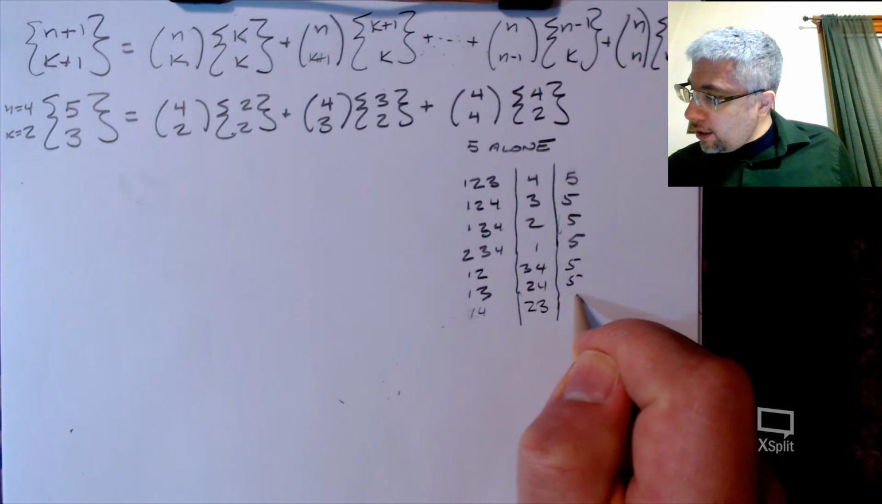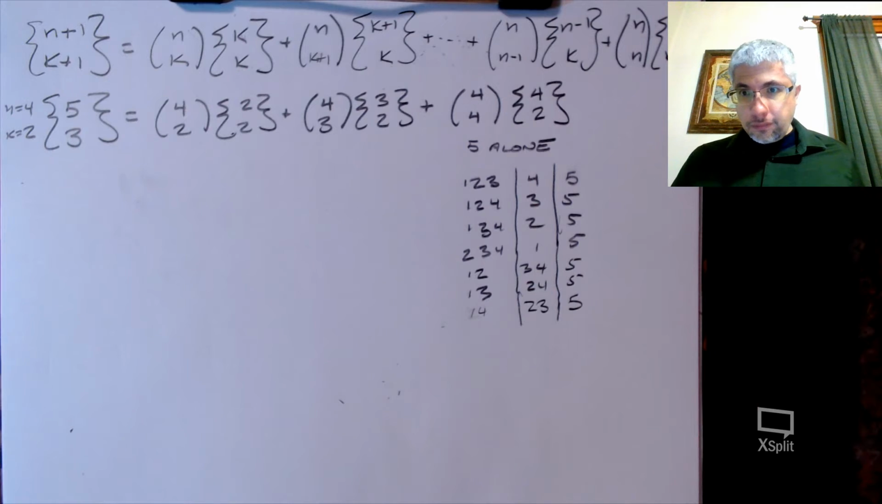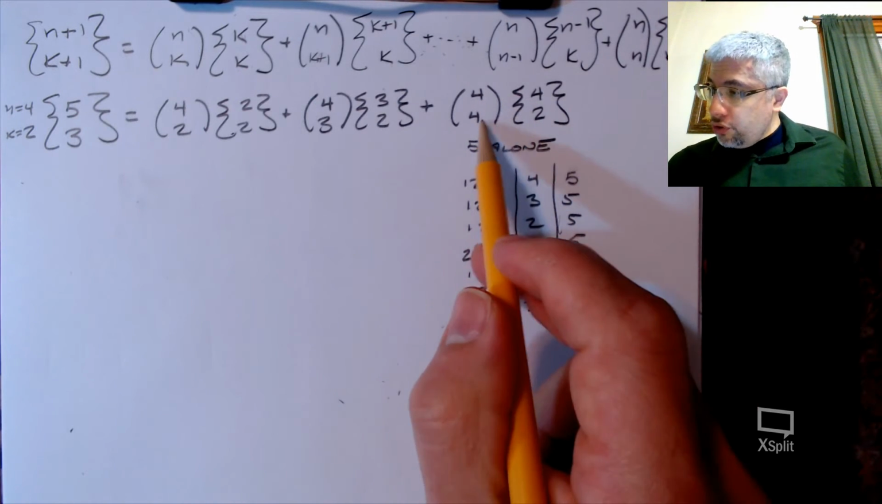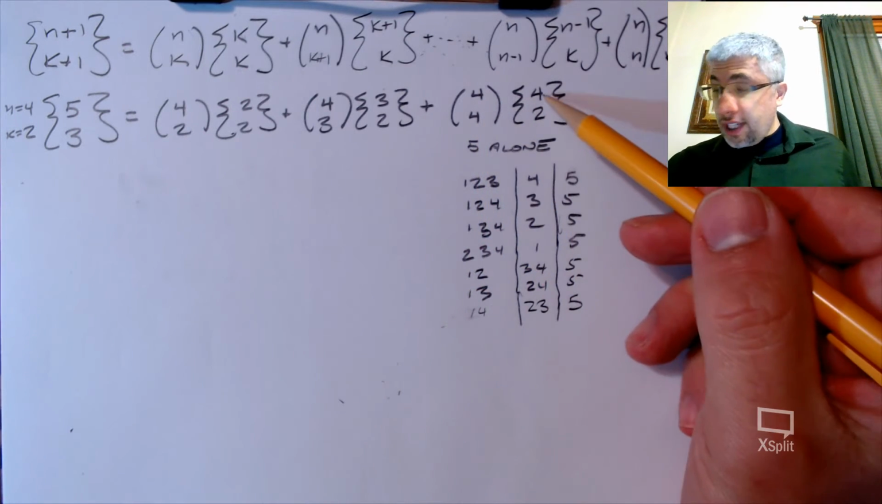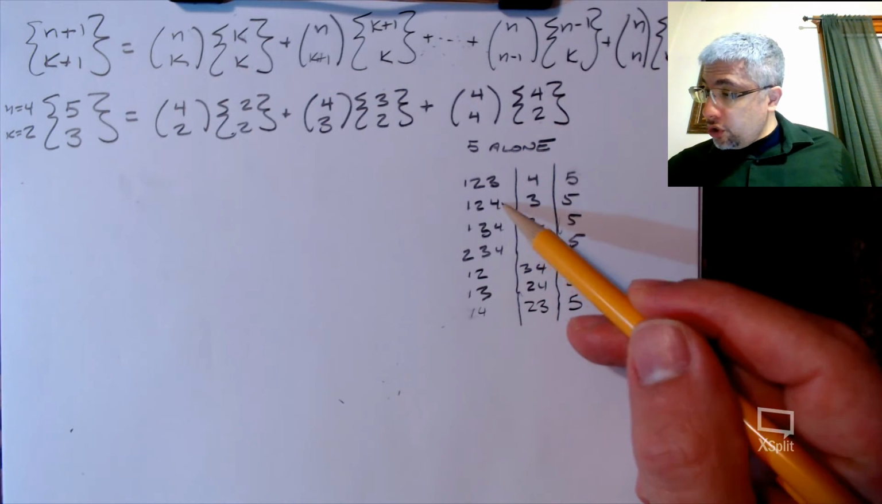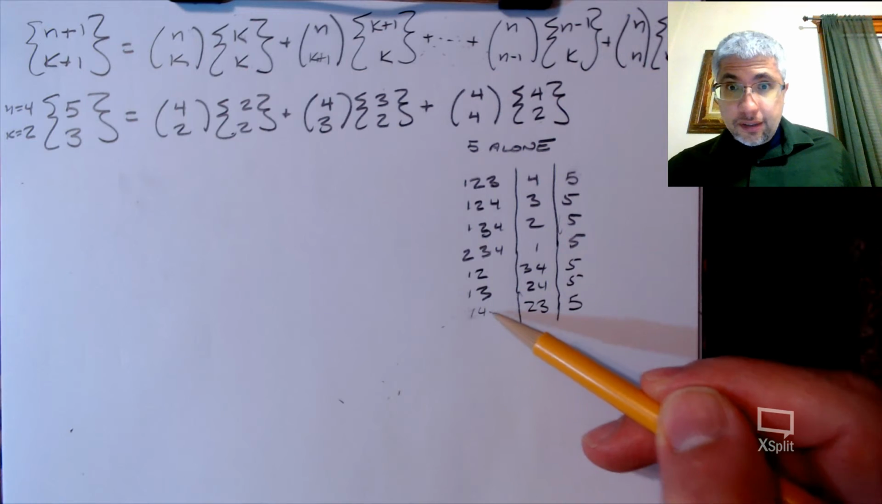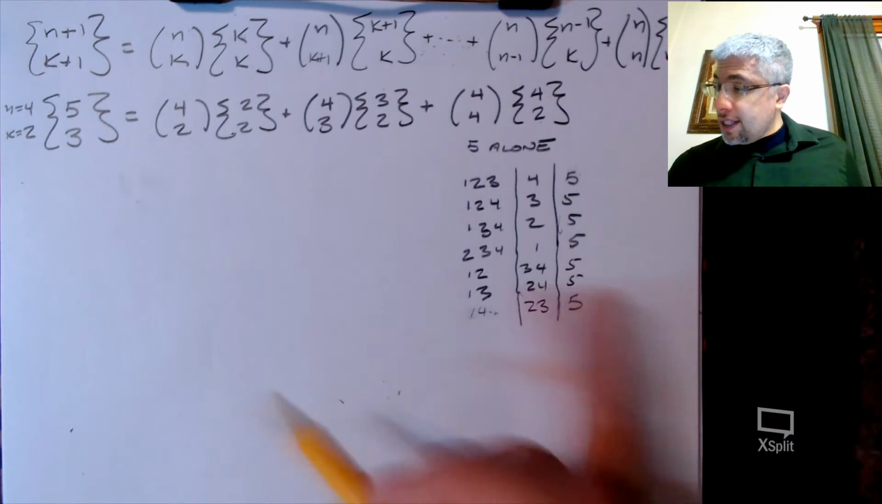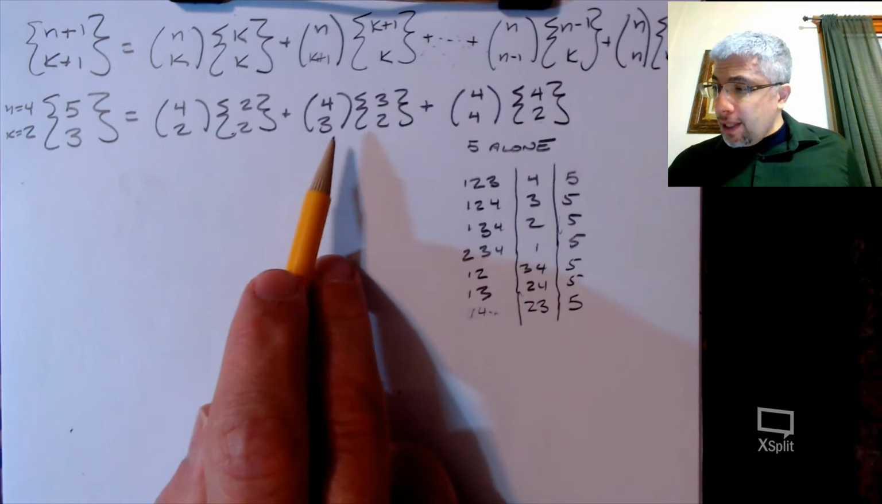All with 5s. Okay, well now 4 choose 4 is 1, and it does turn out that the Stirling number S(4,2) happens to be 7: 1, 2, 3, 4, 5, 6, 7. So this would represent that. But okay, what about this?